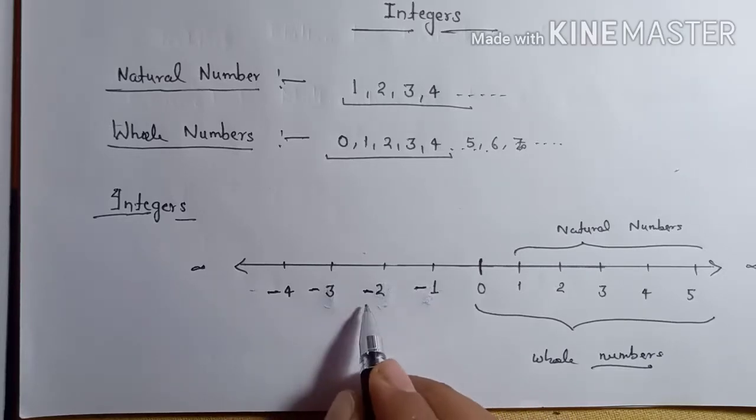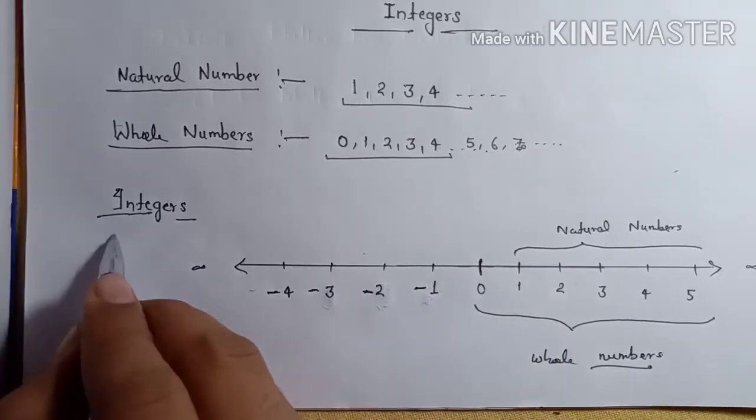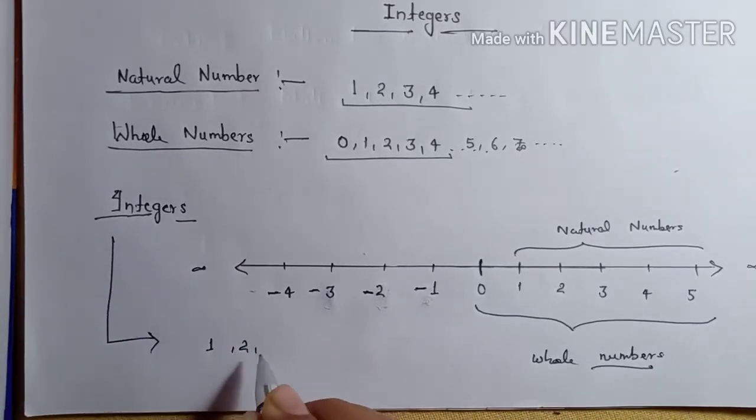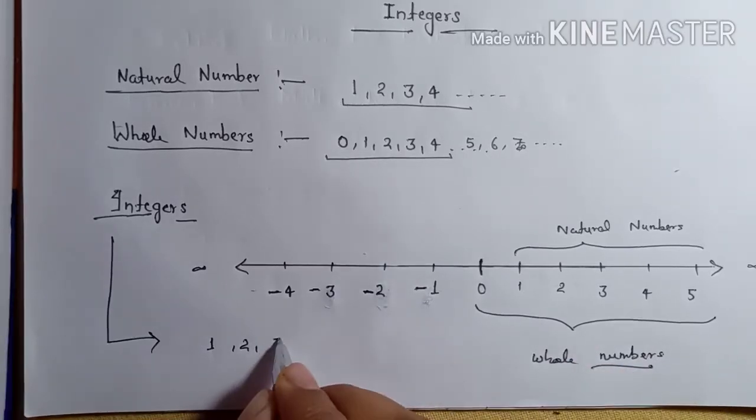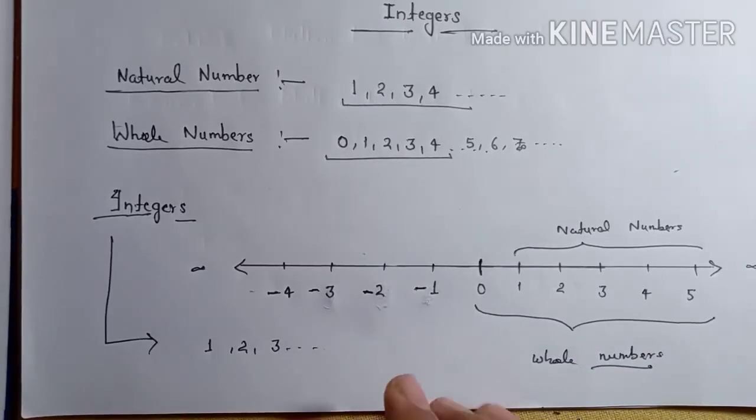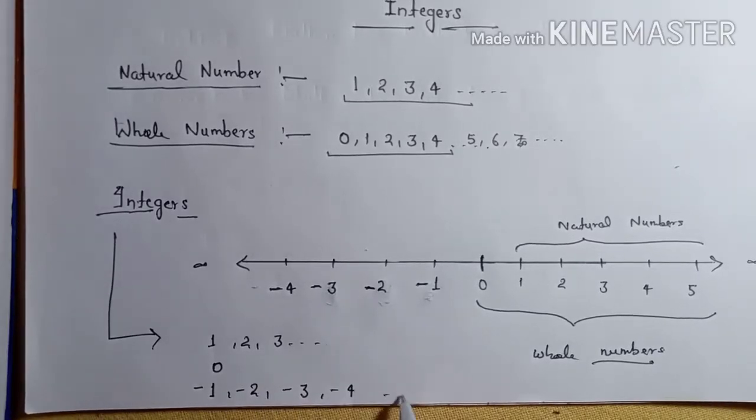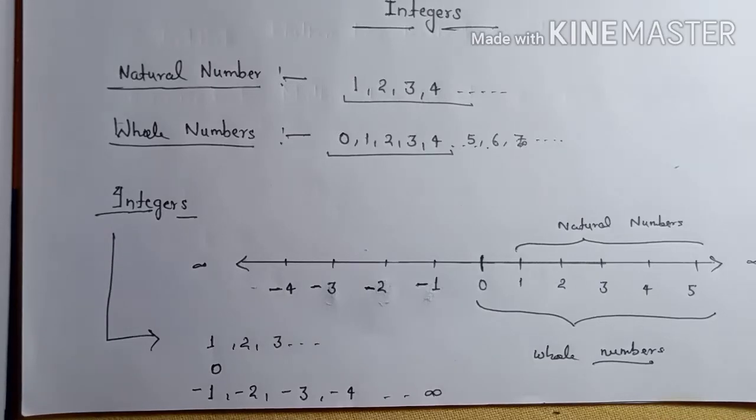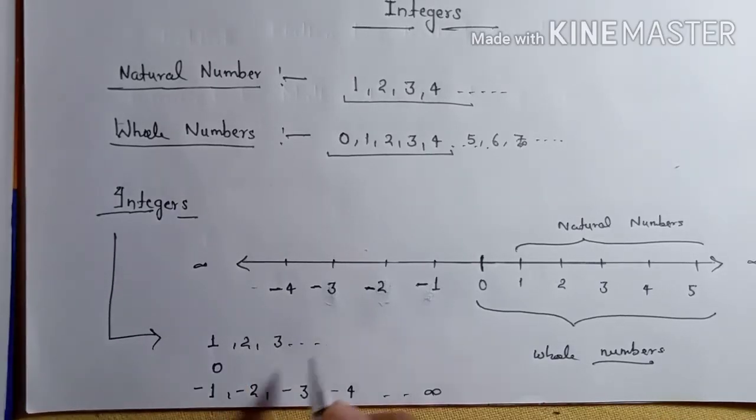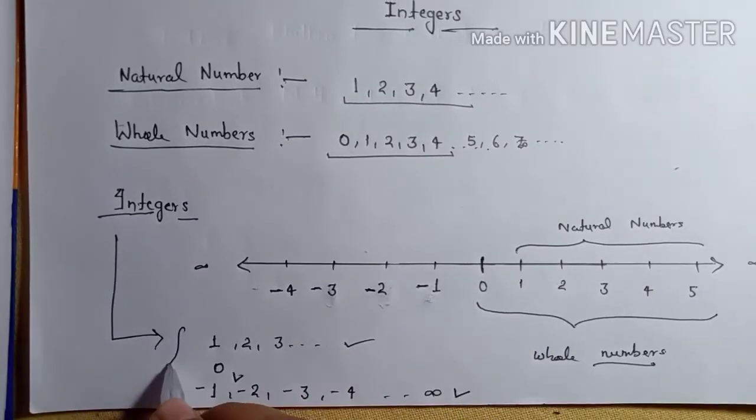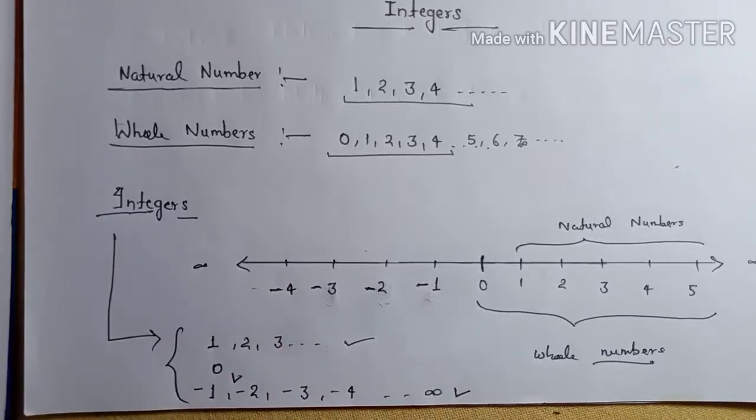So in integers there are all positive integers: plus 1, plus 2, plus 3, plus 4 and so on up to infinite. 0 is also in integers and all negative integers are also here: minus 2, minus 3, minus 4 up to infinite. So if you have to define integers, it means all positive integers, all negative integers and this 0. These three groups make the group of integers.